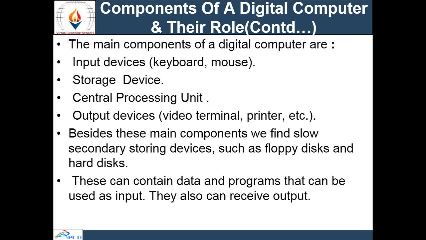The main components of a digital computer are input devices, for example keyboard and mouse. Input devices are used to read the instructions and data to be processed. Storage device, which stores virtually everything on the machine. Central processing unit, which processes the data. Output devices, for example video terminal, printer, etc., which are used to display output.